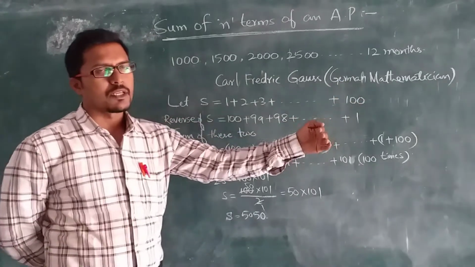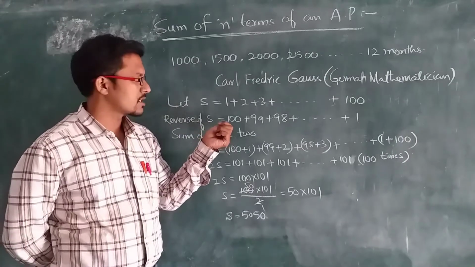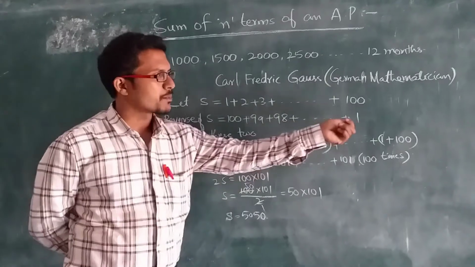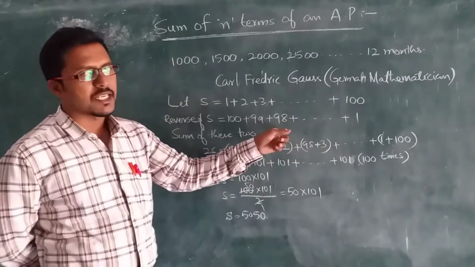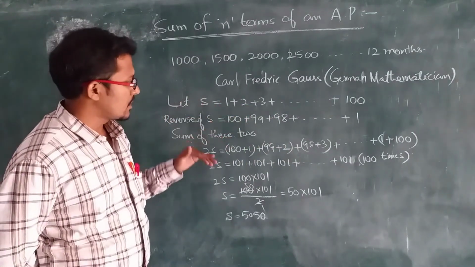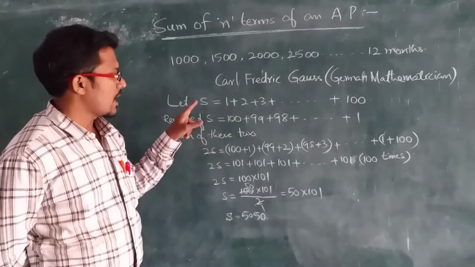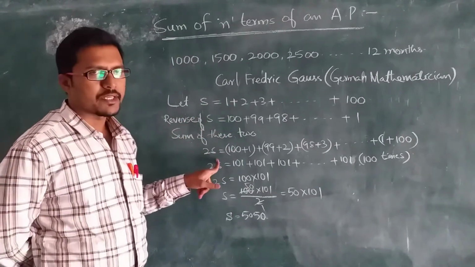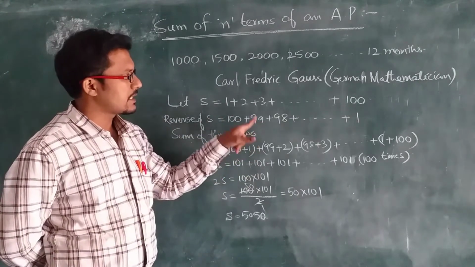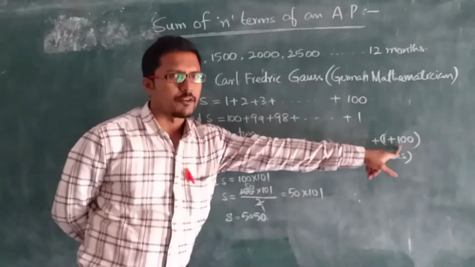He wrote this in a reverse manner, that is the reverse of S: 100 plus 99 plus 98 and so on up to 1. These both are the same, we know that. Then he added these two, S and S. So what will happen if we add these two? S plus S, that is 2S, is 100 plus 1, 99 plus 2, 98 plus 3, and so on up to 1 plus 100.